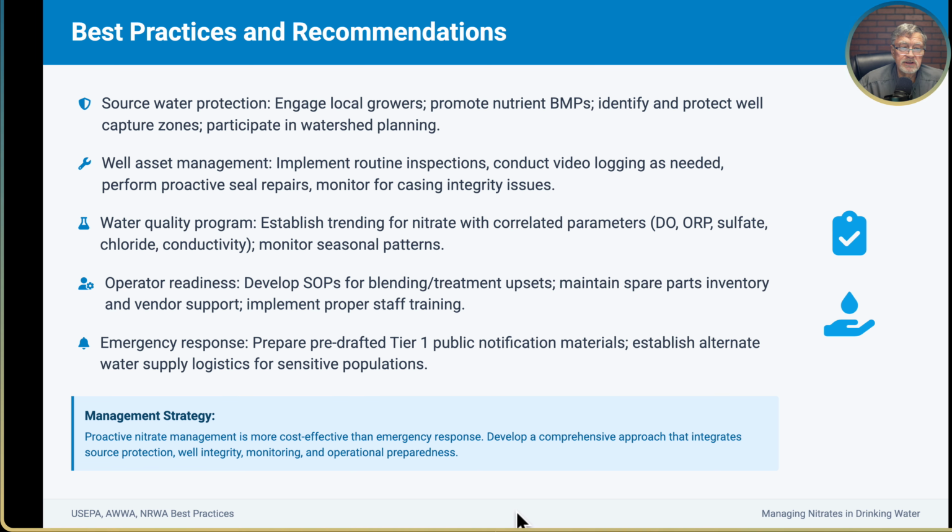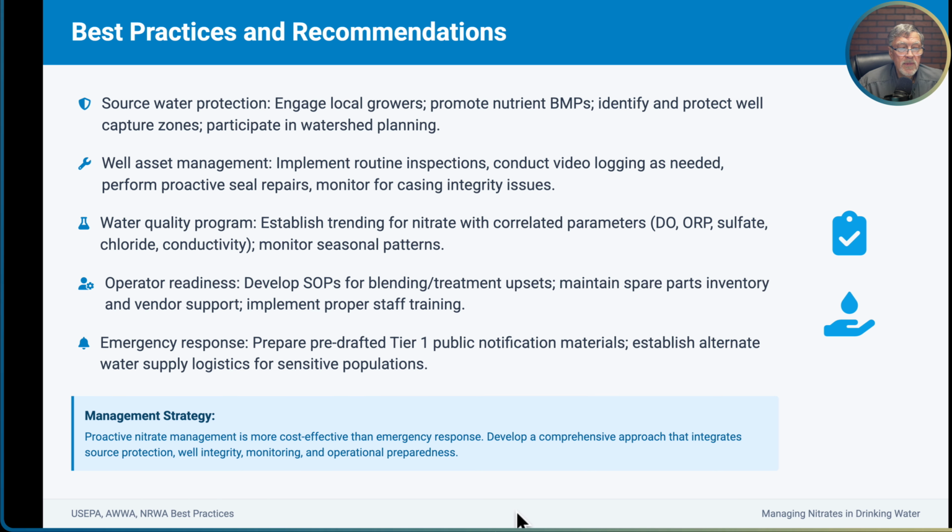Well asset management: implement routine inspections, conduct video logging as needed, perform proactive seal repairs, and you can actually monitor that. There's sonic tools where you can go in and monitor the integrity of your seal. You're probably going to want to do that if your well has any significant age on it, just to monitor the integrity of the seal. So you're going to want to monitor the casing for integrity issues. That's where your video logging is going to come in, because you're going to be able to monitor that casing.